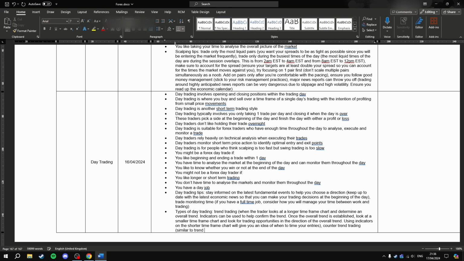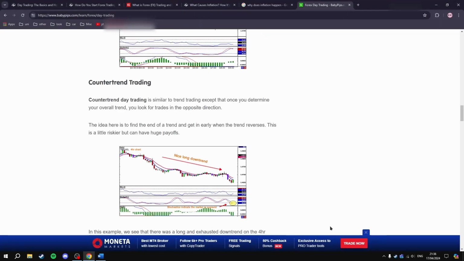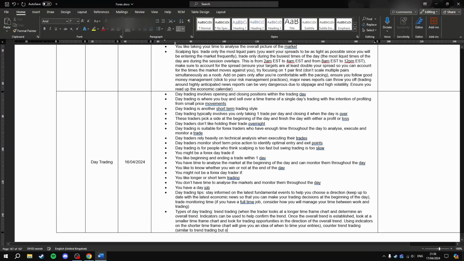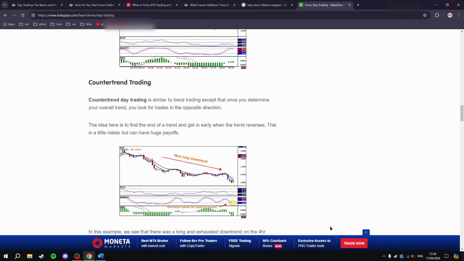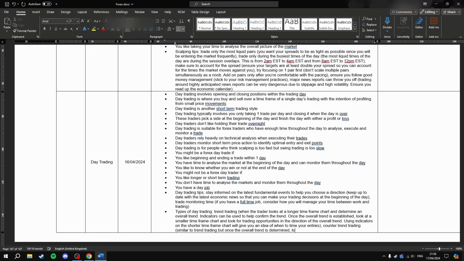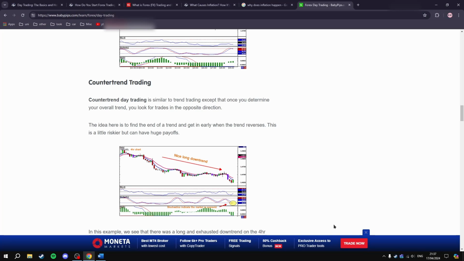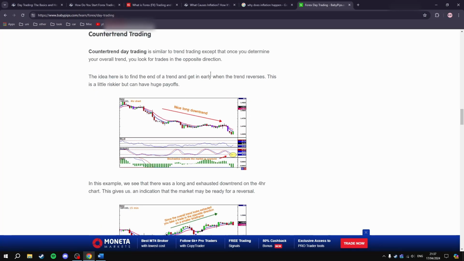Similar to trend trading, but once the overall trend is determined, look for trades in the opposite direction. The idea here is to find the end of a trend and get in early when the trend reverses. This is a little riskier but can have huge payoffs.